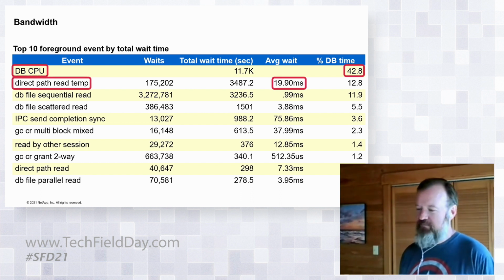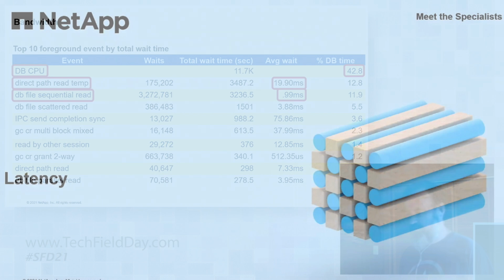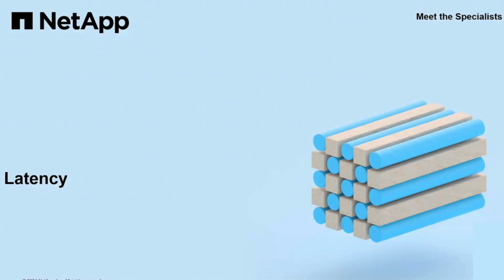Direct path read temp, 20 milliseconds latency. That means it's a large 1 megabyte block read. 20 milliseconds of latency is a bit on the high side. DB file sequential read, that one's much better. And then another example of latency.